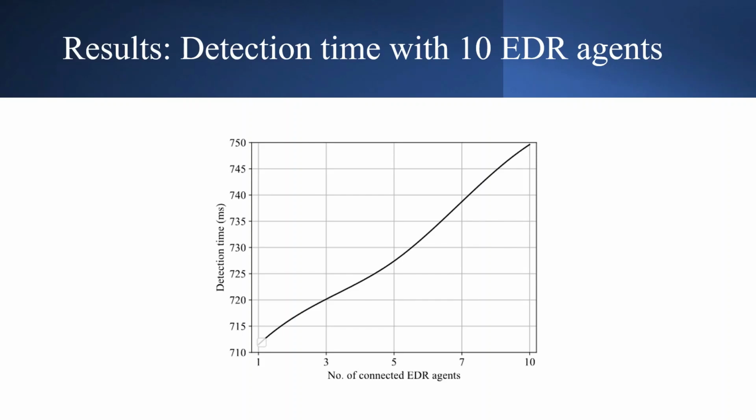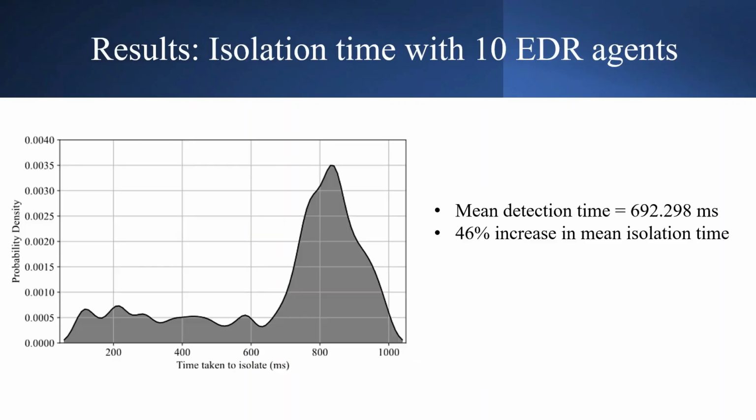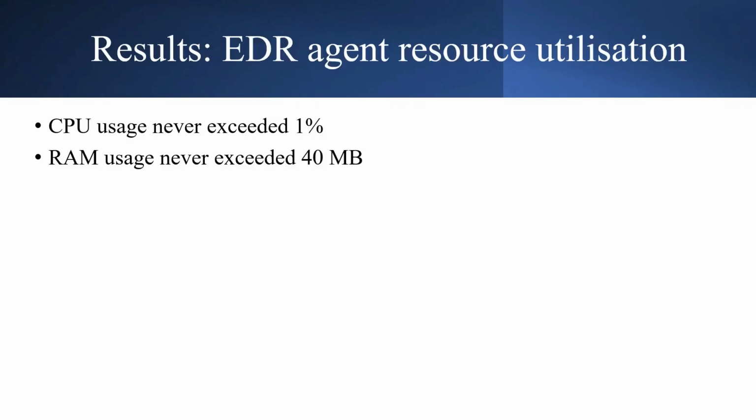As the network grew larger, the detection time increased linearly. The average isolation time also increased by 46% to 693 milliseconds. And the EDR agent never used more than 1% of available processing power, and the RAM usage never exceeded 40 megabytes. Thank you. For the next part of the demonstration, I'll be showing my project in action.